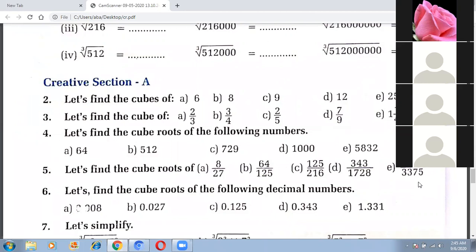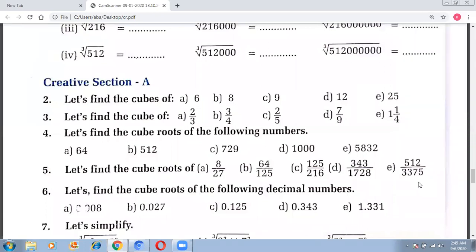Okay, all of you do question number 5E, the last one, in your copy. 5E, the last number. First, find the cube root of 512 upon 3375.